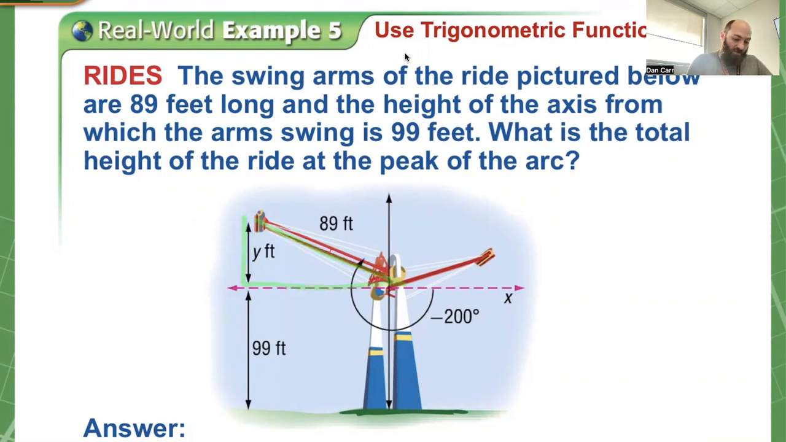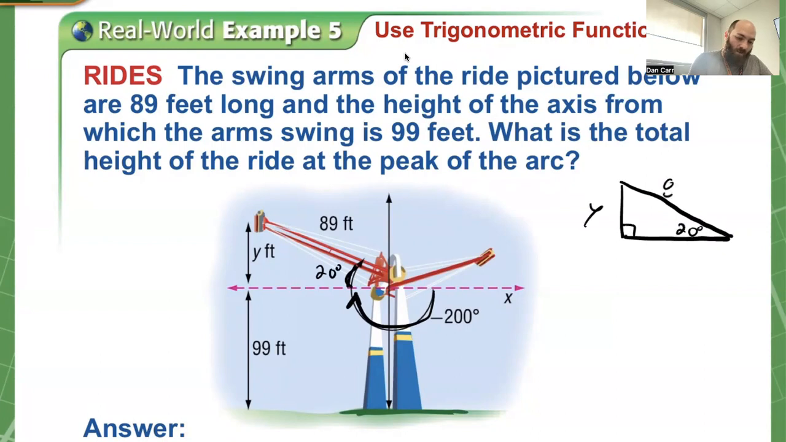Okay. So again, using this negative 200 idea, we're going to find out what is my reference angle right here. If it's negative 200, you're going to go negative 180 to here. So this has to be another 20 degrees. I'm going to redraw this reference triangle so it's hopefully a little more clear. So we got 20 degrees, we got y, and we got 89. The first goal is let's find the length of y.